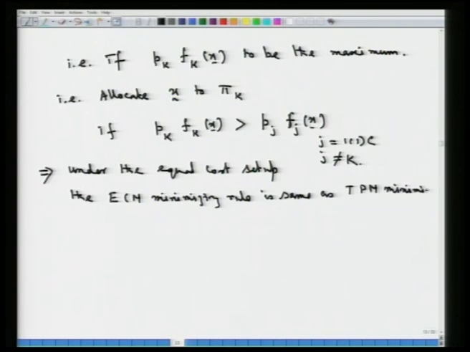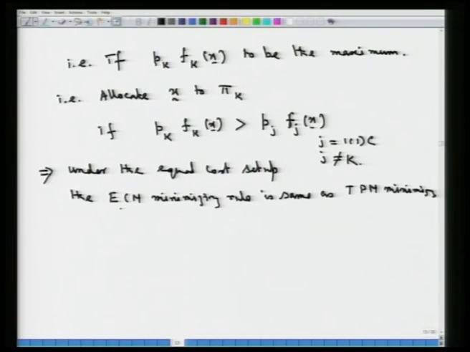Well, this is what we expect also, because in the ECM setup, if there is nothing special about the cost, or rather any special structure of the cost is not assumed, then the rule which would minimize the ECM would naturally be the same as the rule which would minimize the total probability of misclassification. And hence we have also seen that if we take in the ECM minimizing rule the cost structures to be identical without having any special preference about the misclassification costs, then the total probability of misclassification rule can be derived from the ECM minimizing rule.